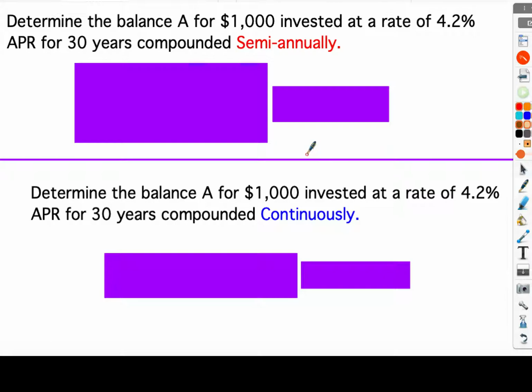So we have two good examples for you. Determine the balance A for $1,000. Note there's our principal, that's going to be P, invested at a rate of 4.2%. Now remember, when we apply rates, we always put them in decimal form.